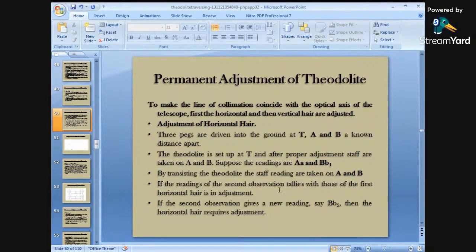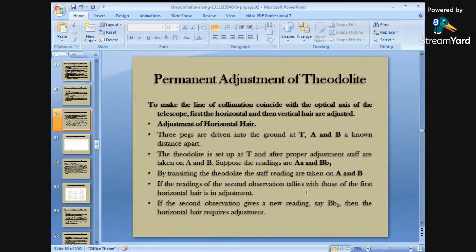If the readings on the second observation tally with those of the first horizontal layer, that means your instrument is in perfect adjustment. That means your horizontal hair is in perfect adjustment. If you turn the telescope by 180 degrees, take the readings on A and B again, and they match the previous readings, there is no need to make any adjustment in the instrument.